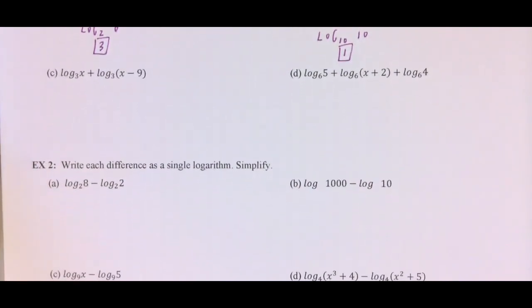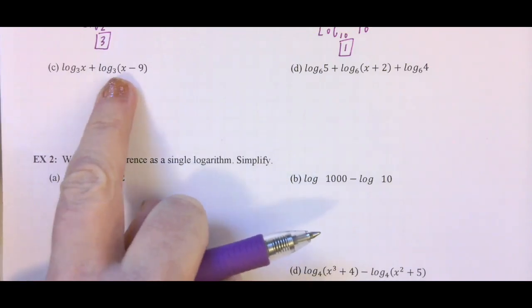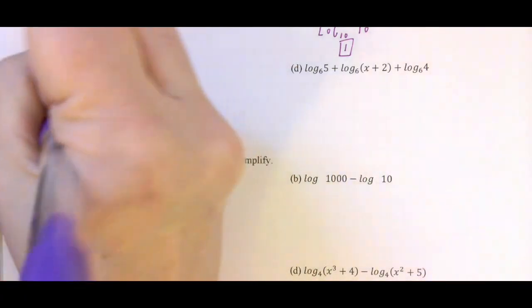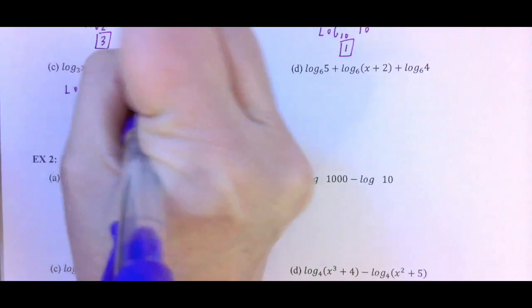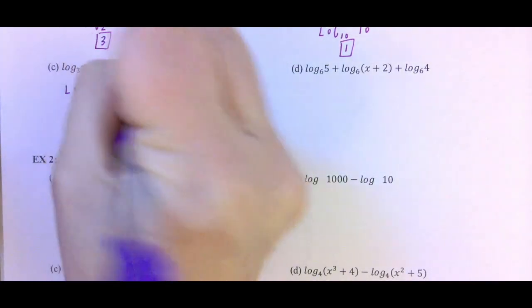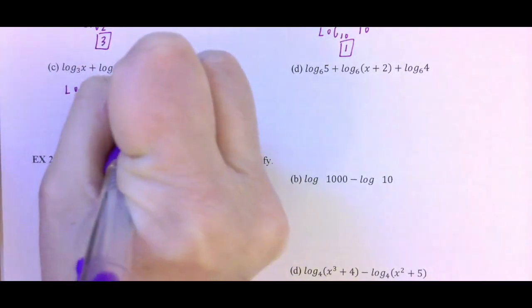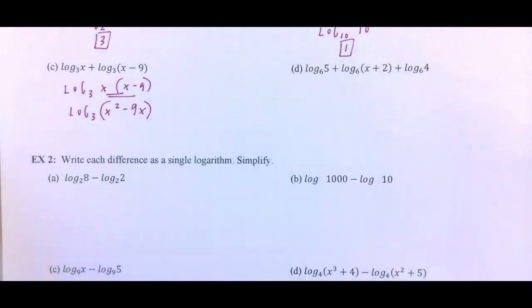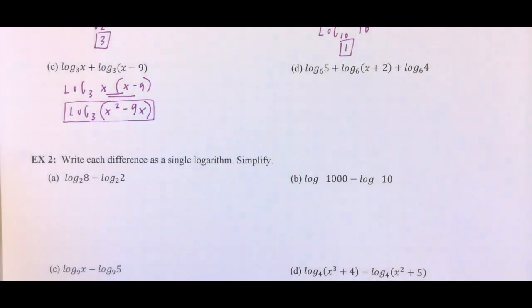Okay, next up here, log base 3 of x plus log base 3 of x minus 9, as a package in parentheses. So I have log base 3 of x times x minus 9. Distribute the x: log base 3 of x squared minus 9x. But I need to put parentheses back so that whole chunk reads as the argument. And then that's my final answer.